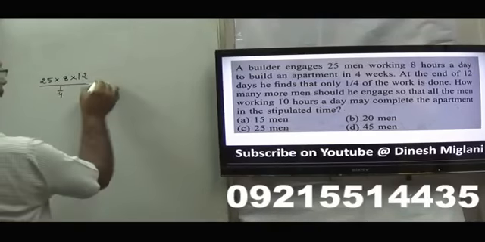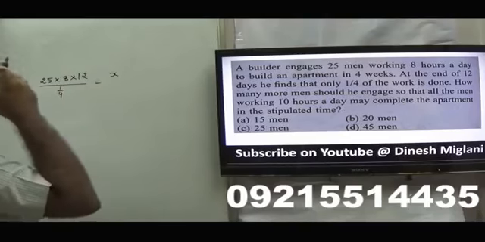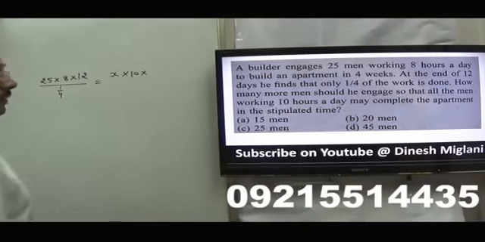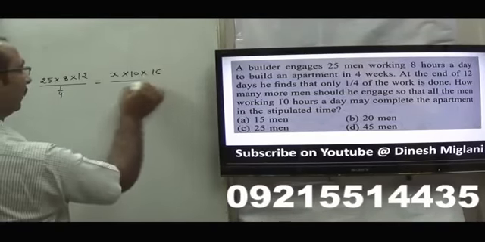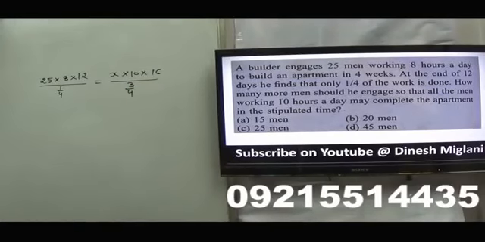Now, how many more men are required? Let us say X men are required, and they will work 10 hours a day. How many more days do you have? Because 12 days you have finished and total days are 28, so 16 days are left. Right? And what is the work left? That is 3/4. Based on that, first of all, I have to find the value of X.